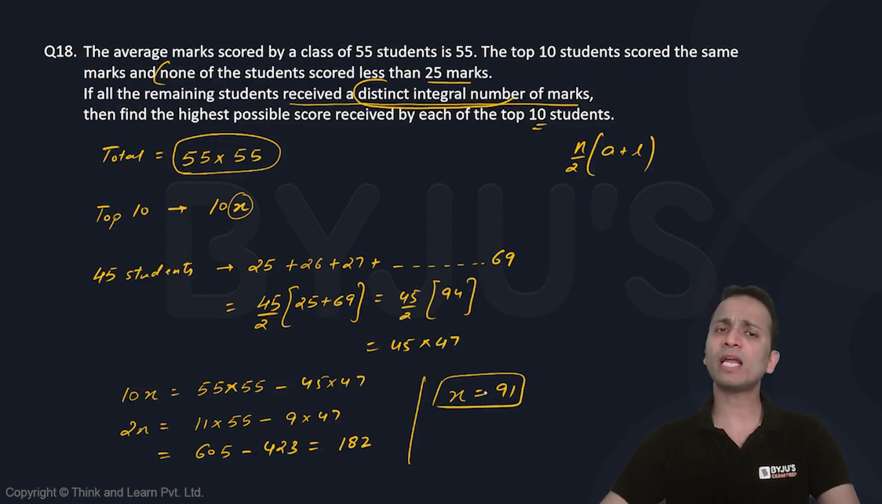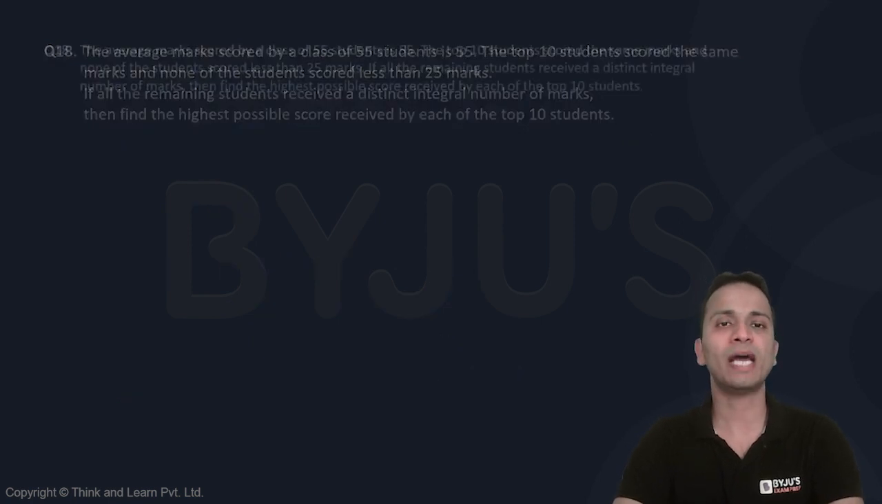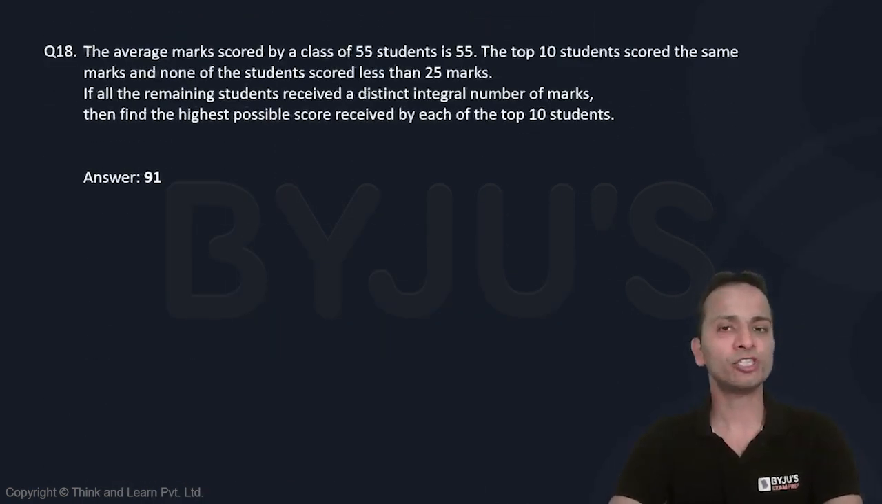Now what we have to calculate? We have to find the highest possible value of x, and this is the value of x that we have calculated. So the maximum value that each of these 10 students can score will be equal to 91. So the correct answer for this question is 91. All right.